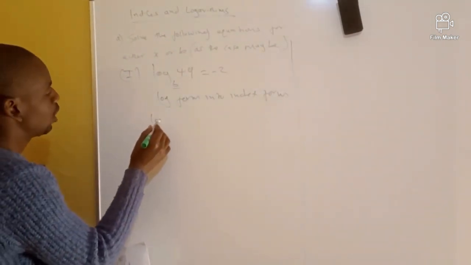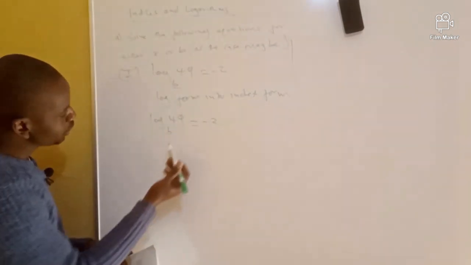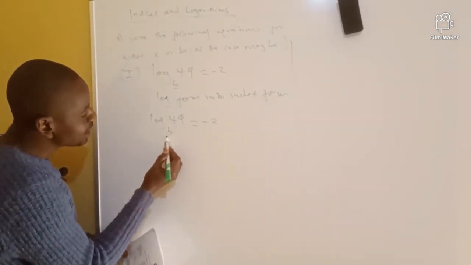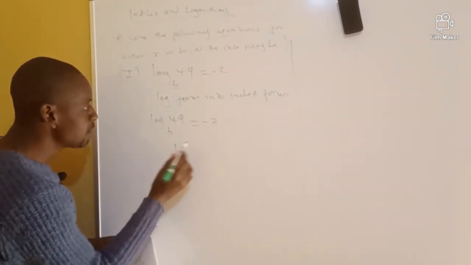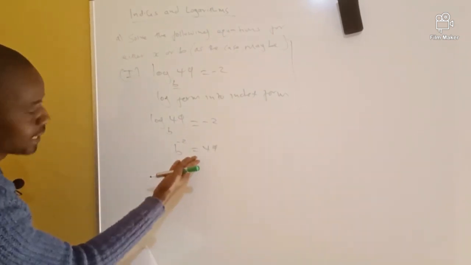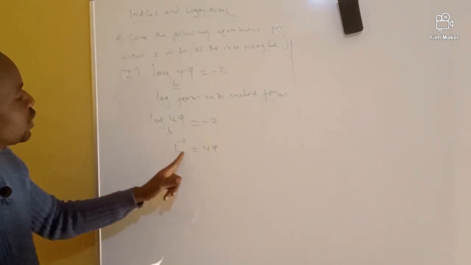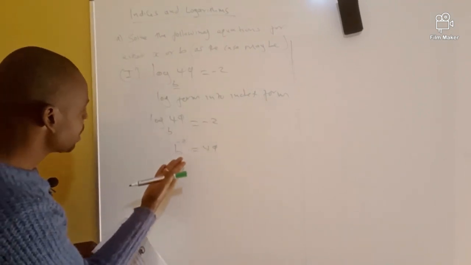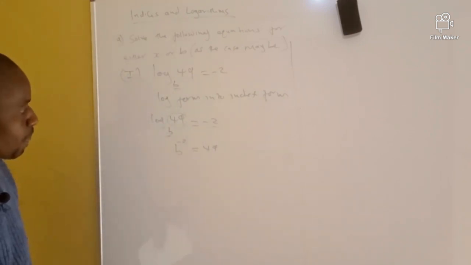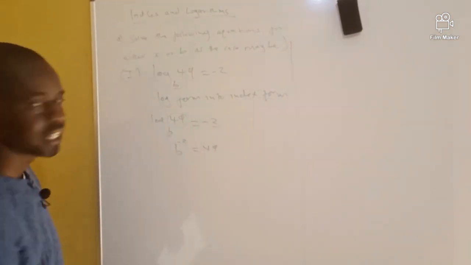So the question is, log of 49 to base b is equal to -2. So change this one into index form. Now, if you want to change it into index form, then b is the base. So it is b raised to -2 is equal to 49. So this is in index form and this is the log form. So log of 49 to base b is equal to -2, but changing it into index form, it becomes b raised to -2 is equal to 49.